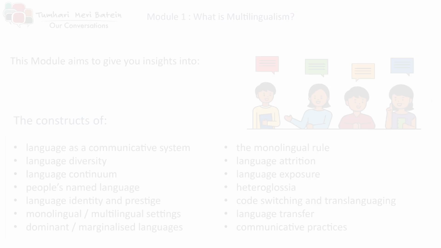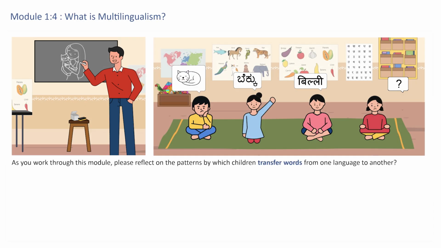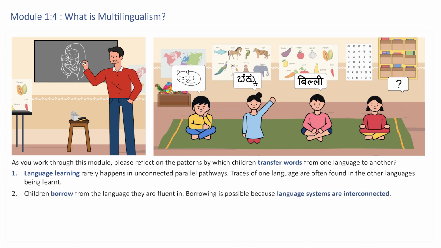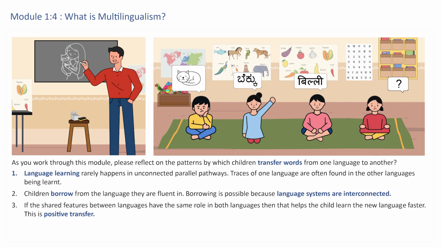As you work through this module, please reflect on the patterns by which children transfer words from one language to another. Language learning rarely happens in unconnected parallel pathways. Traces of one language are often found in the other languages being learned. Children borrow from the language they are fluent in. Borrowing is possible because language systems are interconnected. If the shared features between languages have the same role in both languages, then that helps the child learn the new language faster. This is positive transfer.